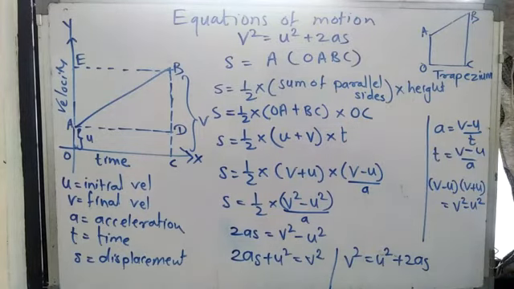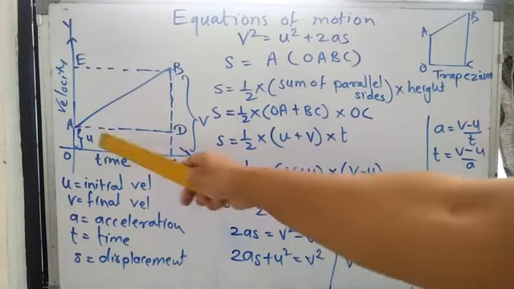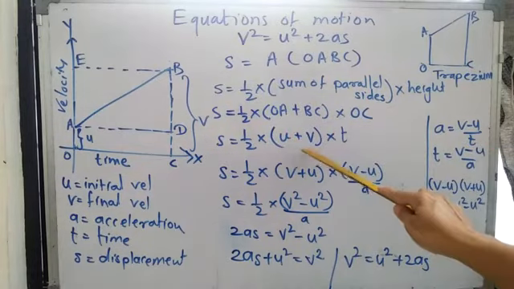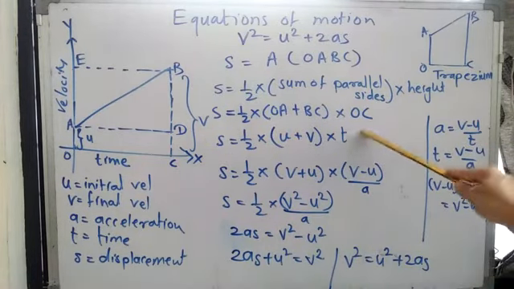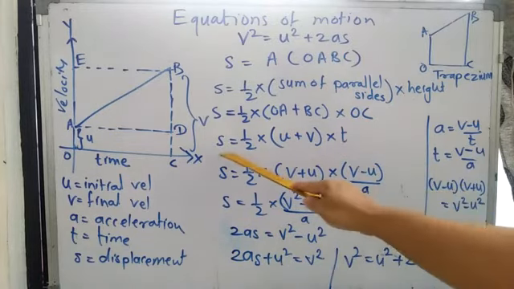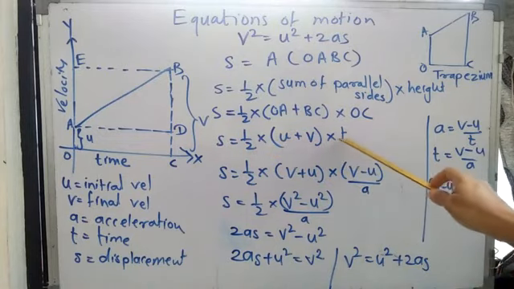Height means the perpendicular distance between two parallel sides. So here we have two parallel sides, and this perpendicular distance is called the height or the altitude. So OC. Now we will write what these segments represent. S is equal to half. Now see, OA is nothing but the initial velocity, so u is written. BC represents final velocity, so v is written. And OC on the x-axis represents time. So S is equal to half into, in a bracket, u plus v, multiplied by t.